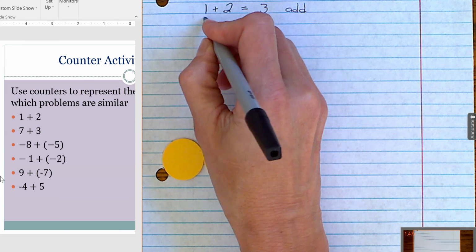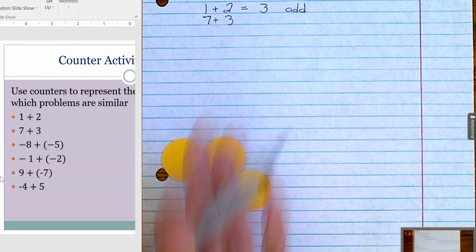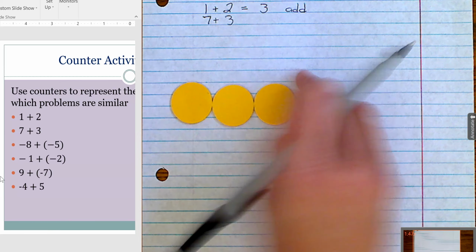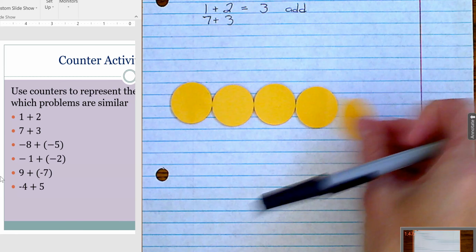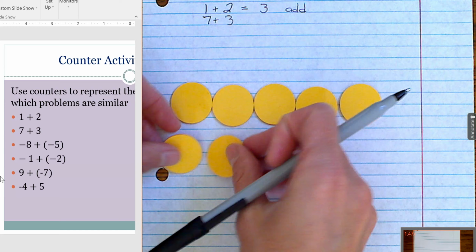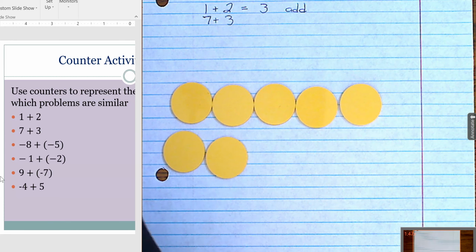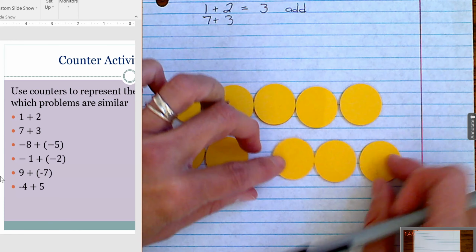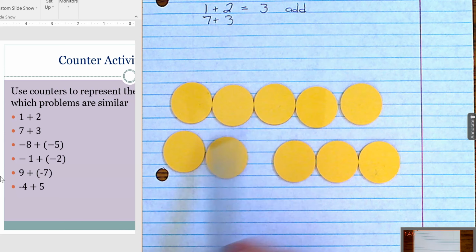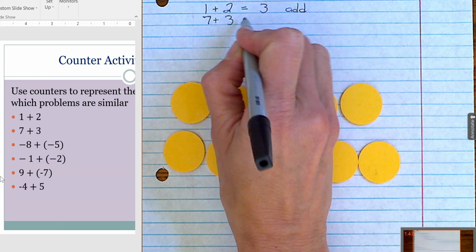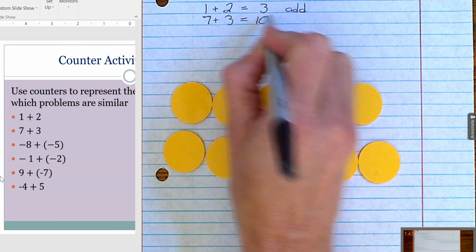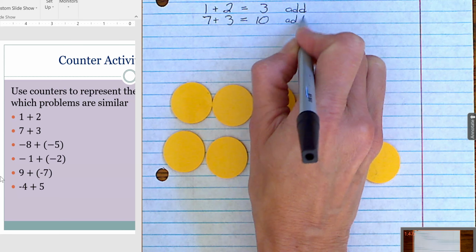The second problem is 7 plus 3. I start with 7 positive counters, and I add 3 positive counters to this. 7 and 3 yellow counters makes 10 yellow counters. I have 10 positives. I added 7 and 3 together.